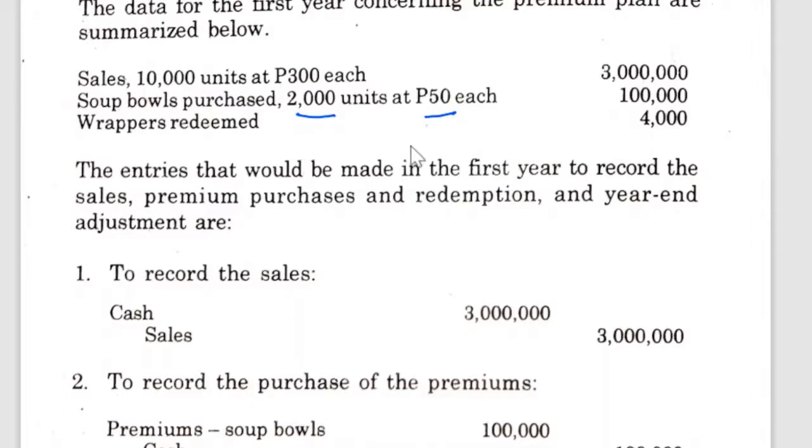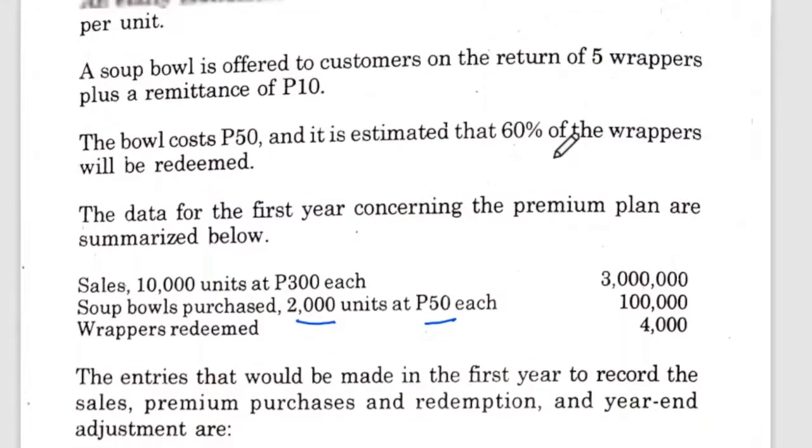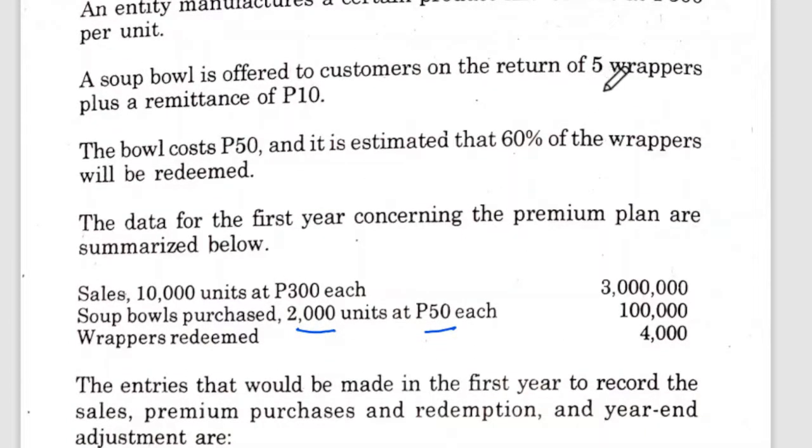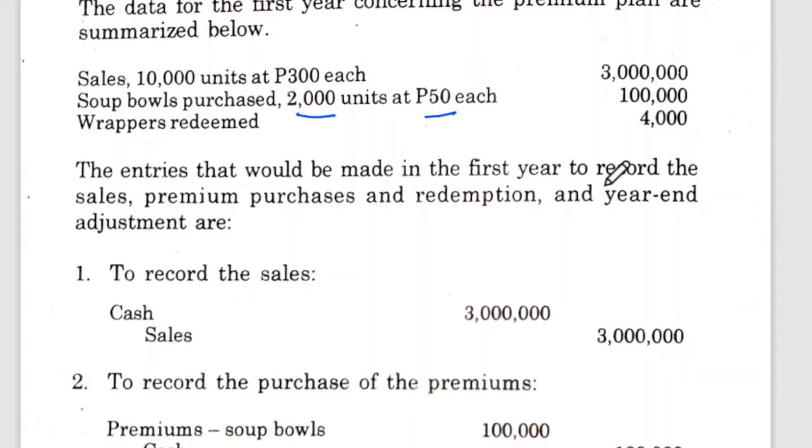Then we have redemption by the customer. There are 4,000 wrappers redeemed. And you have to go back to the condition before they are being distributed with the soup bowl. They will need to present 5 wrappers. So if 5 wrappers are needed to get one soup bowl, how many soup bowls are redeemed? That's 4,000 divided by 5. So there would be 800 soup bowls.